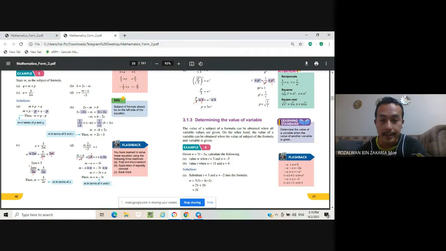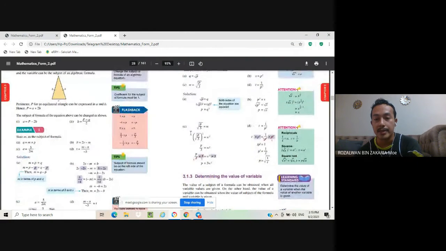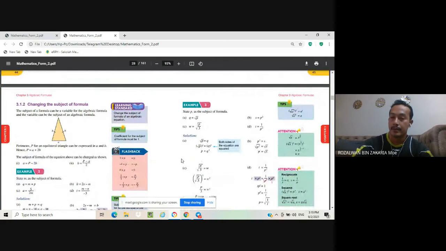Alright. Okay, now look at this example 3. So the question is: state P as the subject of the formula. Okay, we have Q equal to square root of P. So how to make this P become the subject of this formula? Right, so we write square root of P equal to Q. Then we want to cancel this square root.